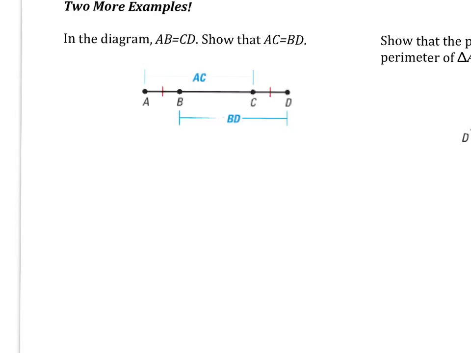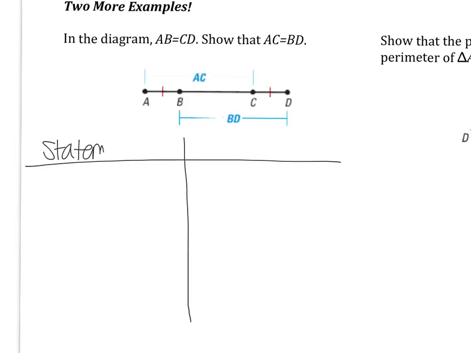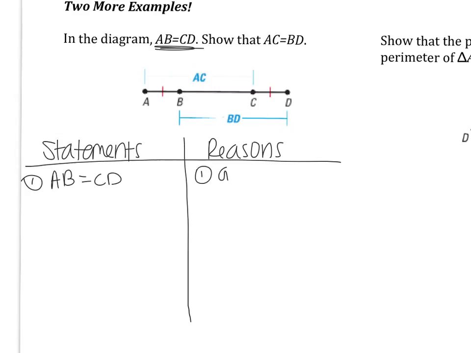Okay, so the first thing that I'm going to do is I'm going to write a table for my proof. On one side goes the word statements. On the other side goes reasons. Okay, the first statement is always what they give you. So in this case, they tell us that AB equals CD. And that's just given. Okay. Ultimately, I need to show that AC equals BD. So somehow I'm going to need to include AC in my proof, and I'm going to need to include BD.